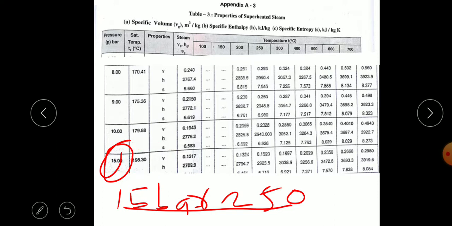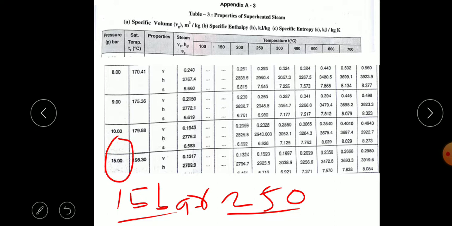So if both values are given, pressure and temperature, and it is not mentioned whether the steam is superheated or saturated, we have to see the pressure and its corresponding temperature, 198, and the given is more, so we can say that the steam is superheated. So using these three tables, on the temperature basis, pressure basis, and for superheated steam, we can find all the properties of the steam.